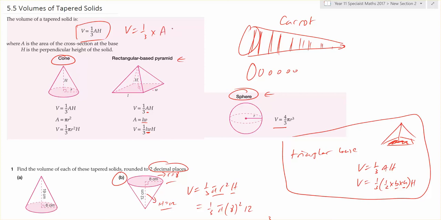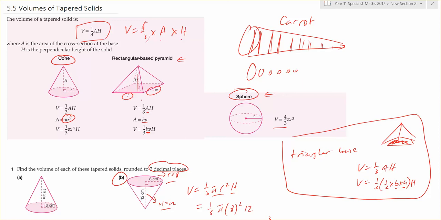So the general formula for the volume of a tapered solid is a third times the area of the bottom times the height. The base of a cone is a circle, so the area is given by pi r squared, and the volume will be a third times pi r squared times h. For a rectangular base pyramid, it's a third times the base, which is length times width, times the overall height of the shape. And a sphere is 4 on 3 pi r cubed.